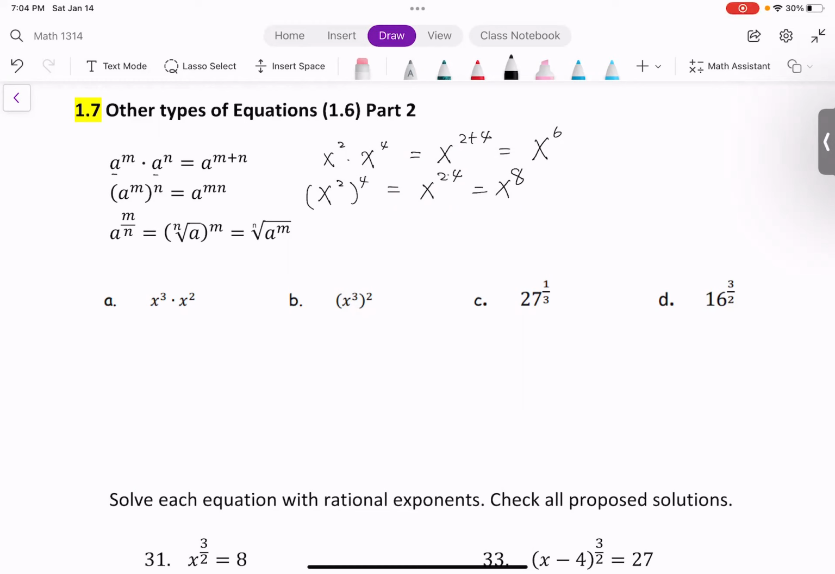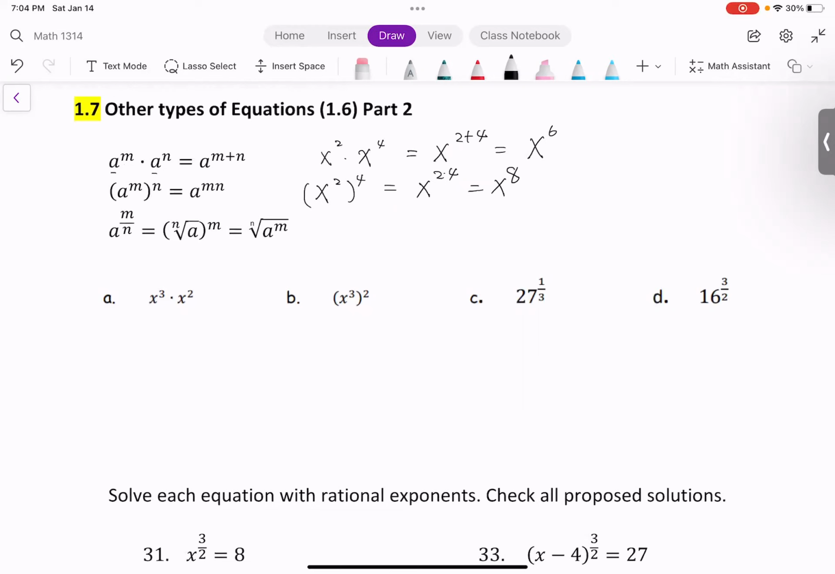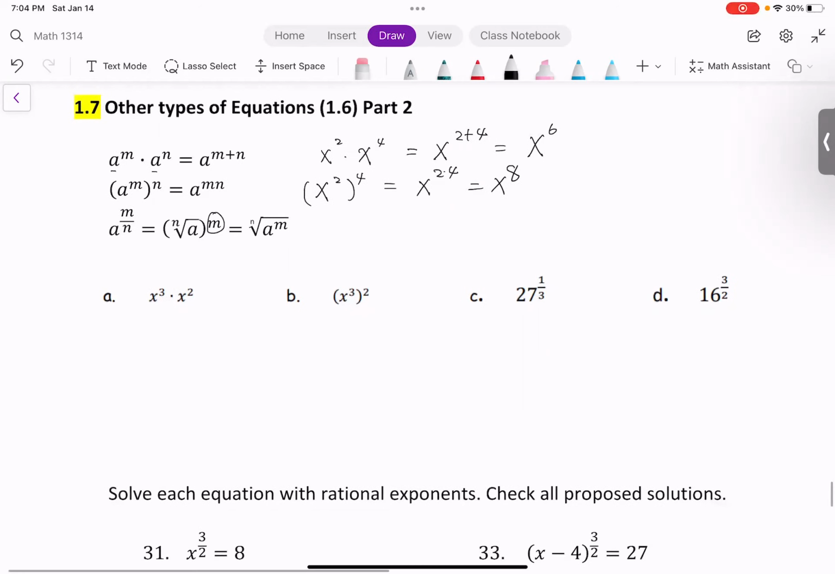Next one, a to the m over n. So the power part or exponent part is a fraction. The top of the fraction is m, that means raised to the mth power. The bottom of the fraction is n, so the root is n. We can also put the power inside and then the root outside.